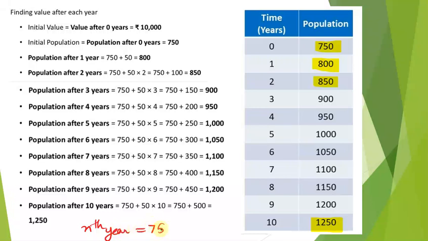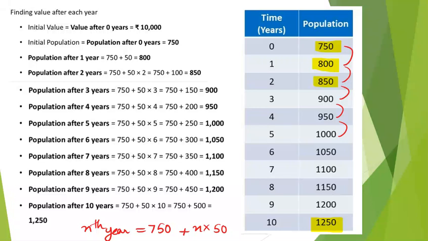We can write it as 750 plus n into 50 only, right? That is 750 plus 15n. So in each case, a constant value of 50 people is added every year, which means this is a linear growth because a constant value 50 is added to every year.